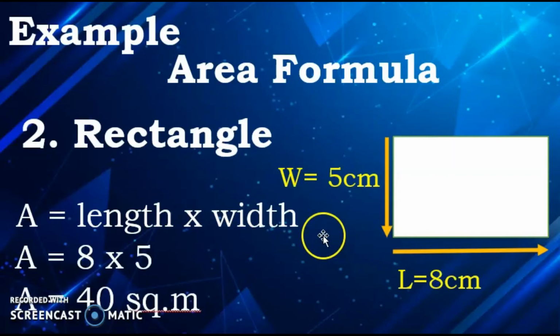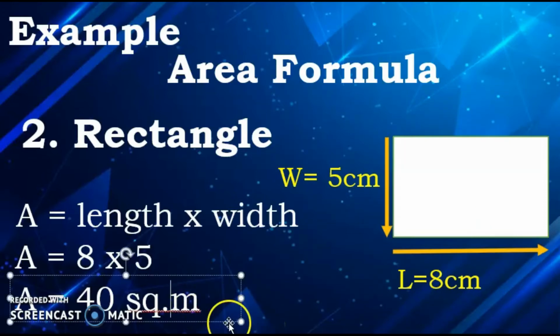For example, if our width is 5 centimeters and our length is 8 centimeters, the area of the rectangle is equal to length times width. So area is equal to 8 times 5, which is 40 square centimeters. So the area of this rectangle is 40 square centimeters.